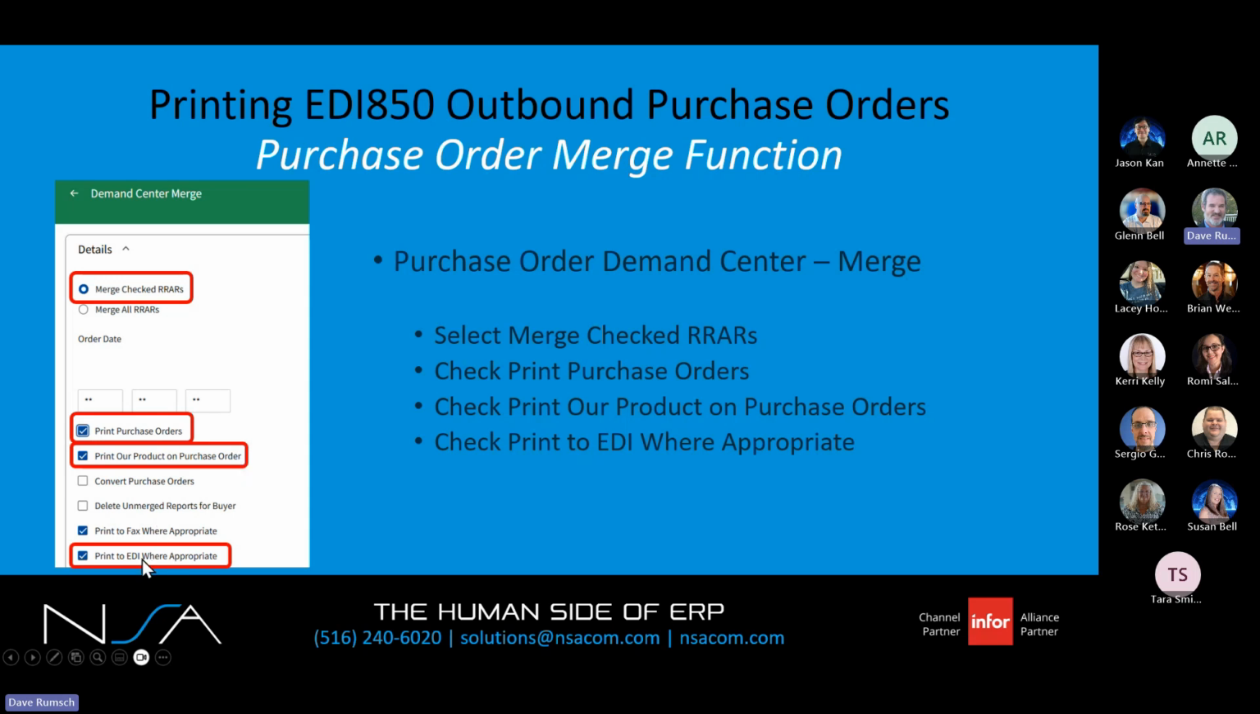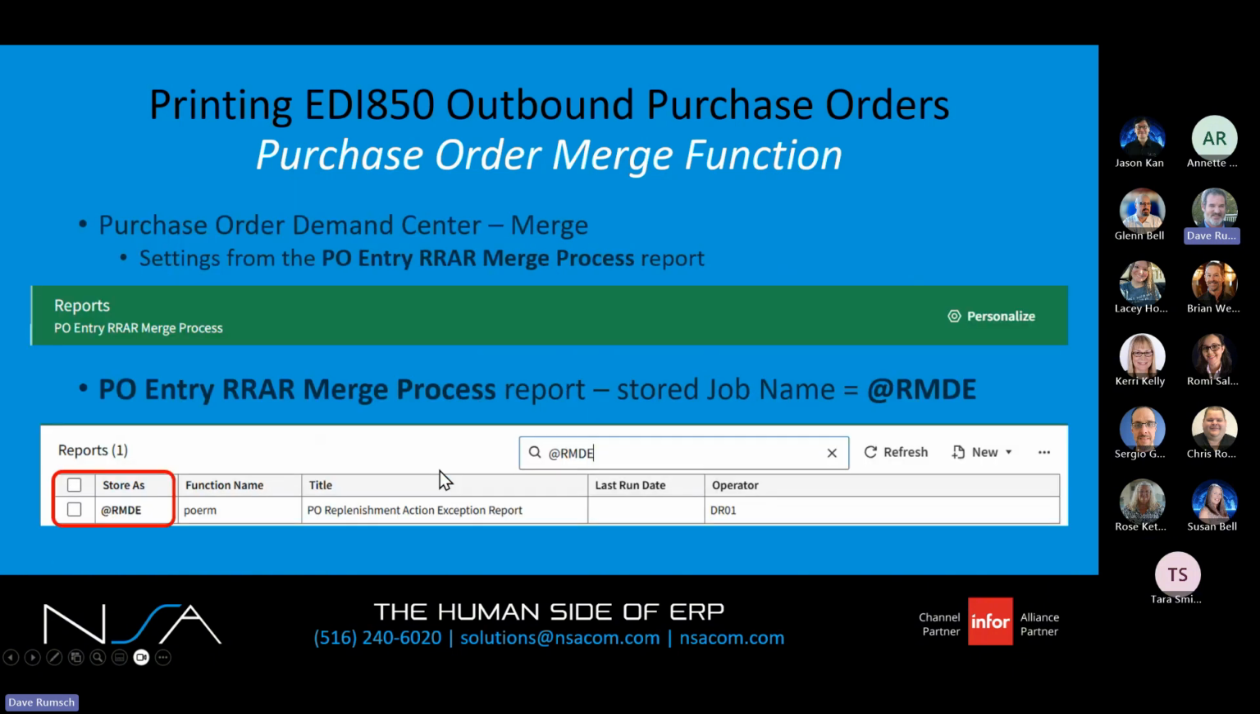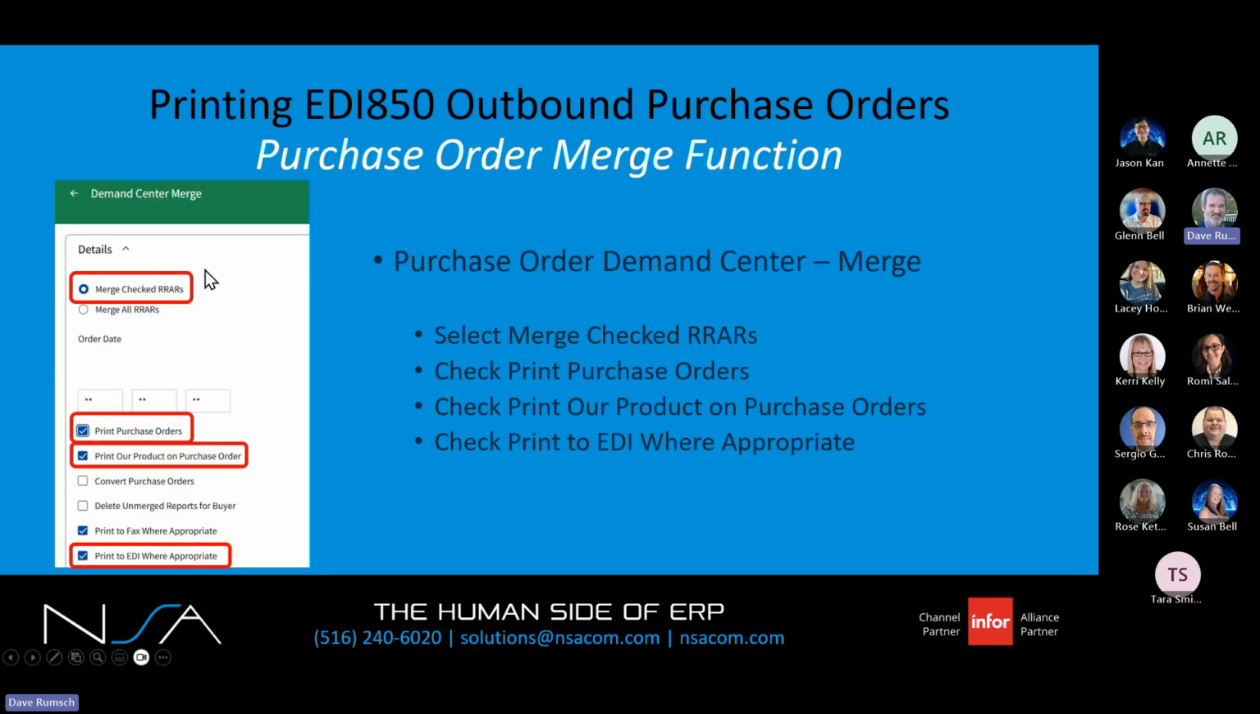And then at the bottom, print to EDI where appropriate. Once you select submit at the bottom, it will generate the purchase orders and it will send you a report. I'll show you some setups on that, which says what purchase order number got printed. Now these defaults, these come in, you can set these defaults like this.